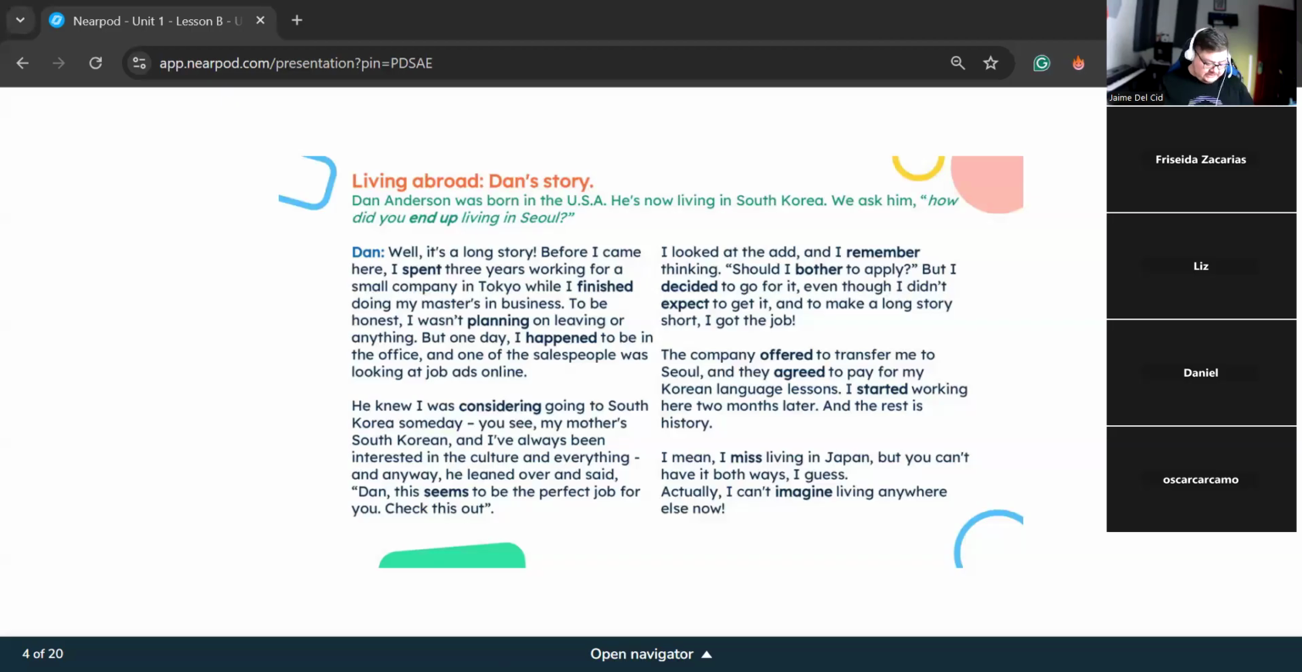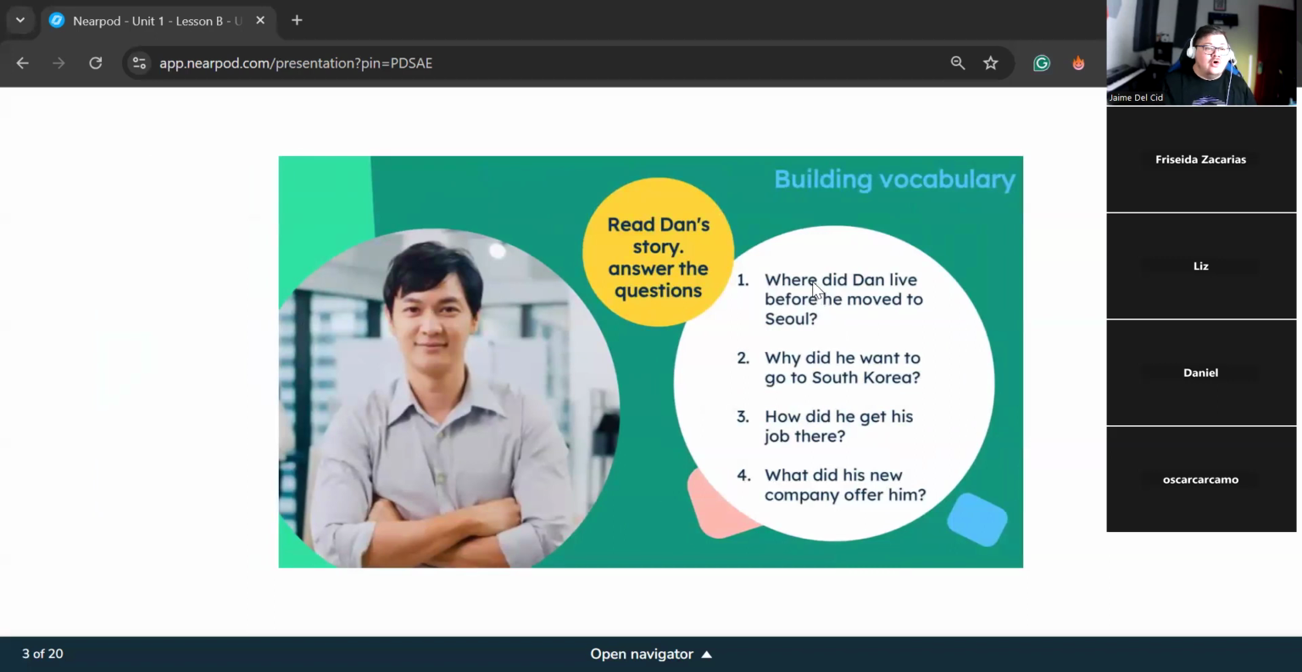Okay, perfect. So we have a better idea of what's happening with the life of Dan. So I want to refresh your memory on the information that we need from the text, okay? The information that we need from the text is where did Dan live before he moved to Seoul? So we're going to have to search through the text and try to get that information, okay?